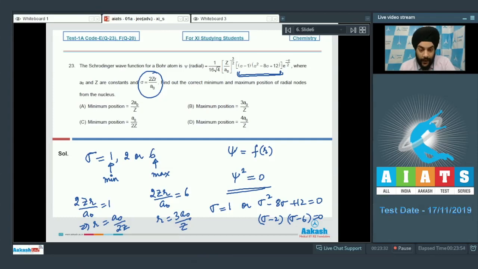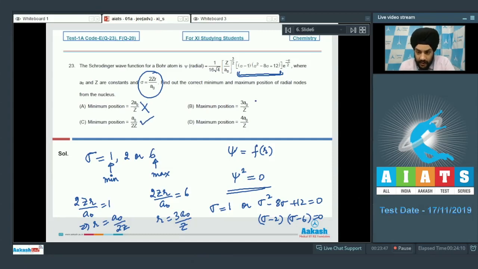So if you look at the options which are given to us, it says the minimum position occurs when R is equal to 2A0 by Z. This is not correct, students. Option C is correct, which says that the minimum position of the radial node is A0 by 2Z from the nucleus. So statement C is correct.